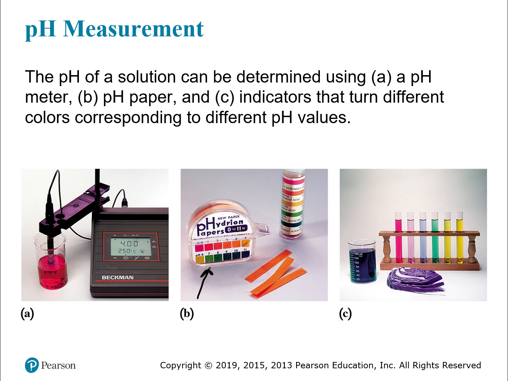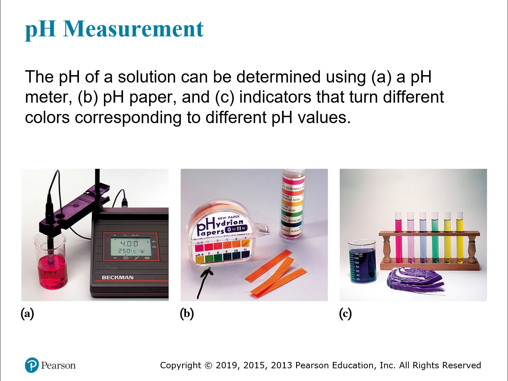In C, what we're looking at is indicators. Indicators are chemicals where there's chemistry that happens when they reach a certain pH, and that causes a color change. That color change indicates you've reached at least this pH.